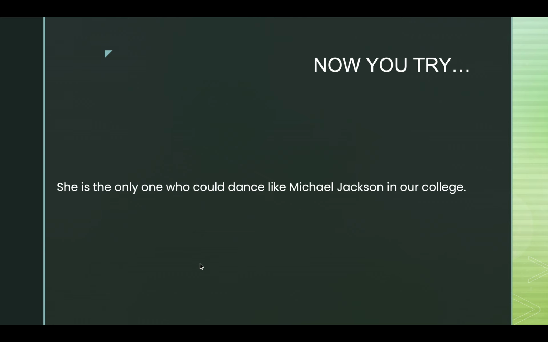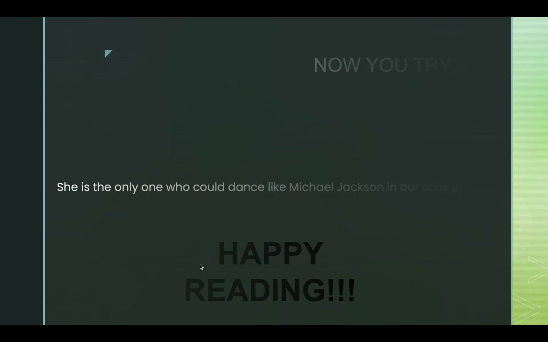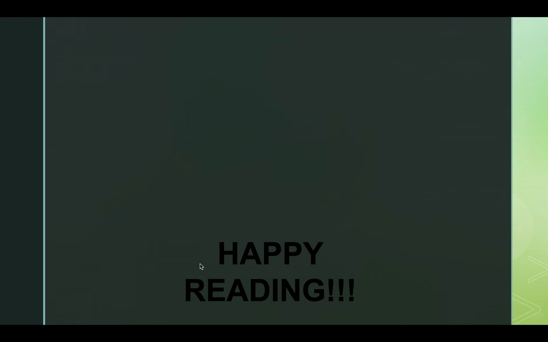She is the only one who could dance like Michael Jackson in our college. If you came up with something like she is Michael Jackson or she is the Michael Jackson of our college, you would have a metaphor on your hands. That's it in a nutshell. Metaphor is another form of comparison, but in this one we don't use like or as. We simply say one thing is the other.